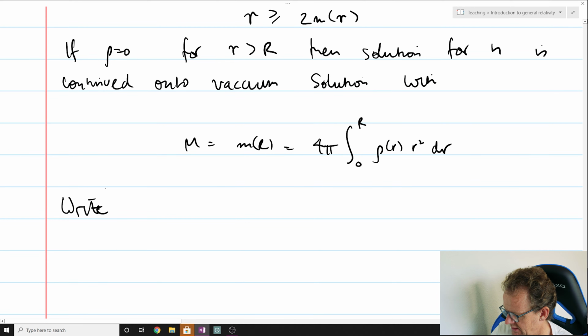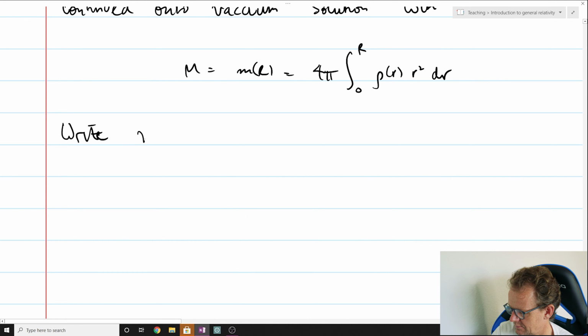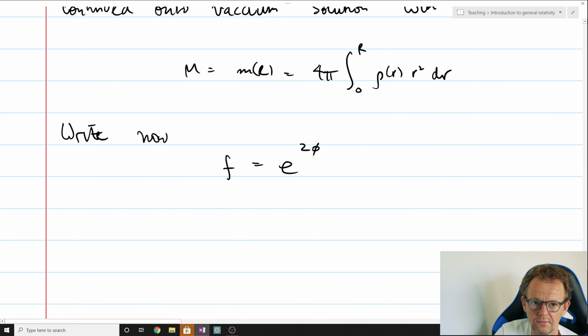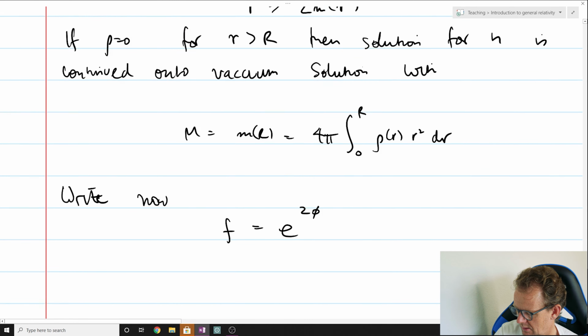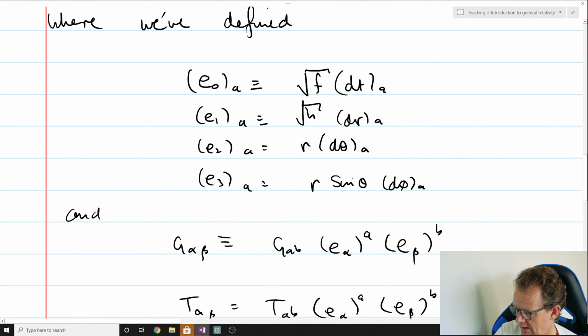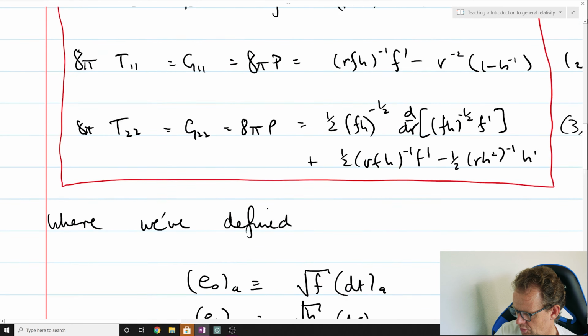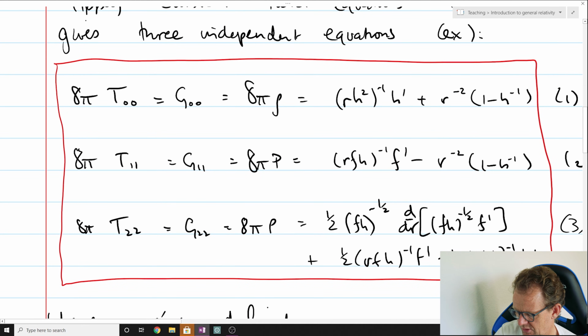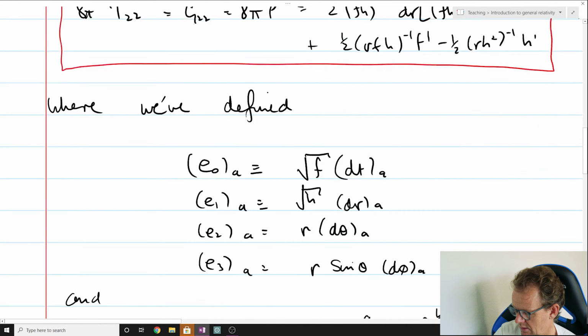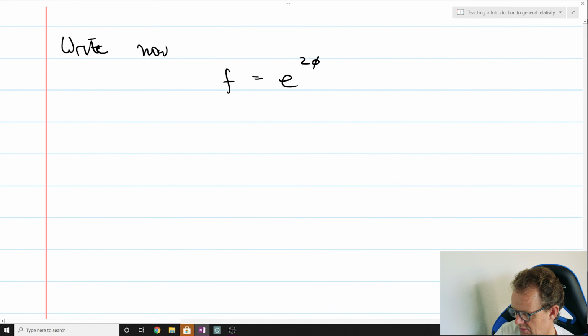Now all we need is F. And to make things slightly easier, we're going to write not f as f, but we're going to represent f as e to the 2 phi, where phi is some unknown function that we're solving for. And then we take a look at equation 2, and we substitute for our now known value of h and f, and we will obtain an equation for phi.